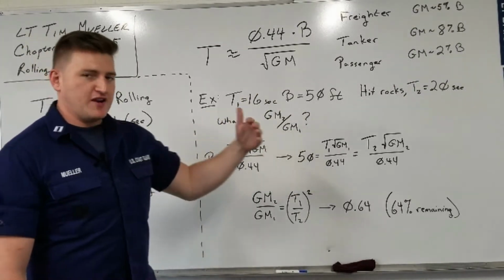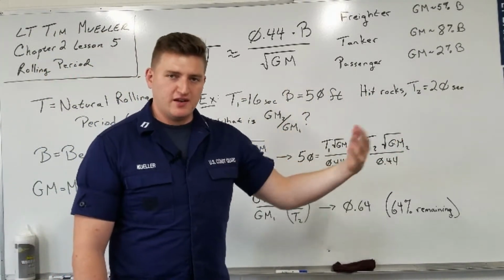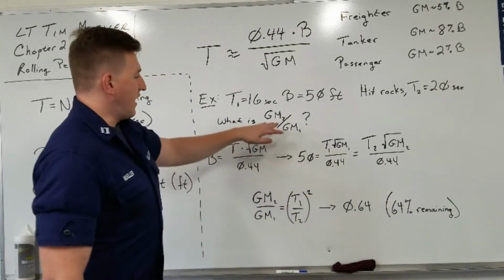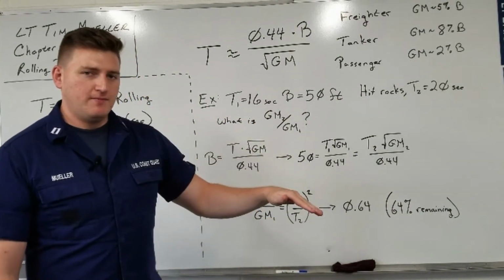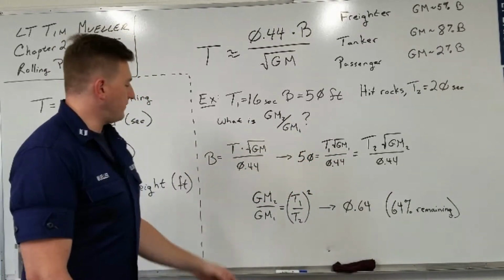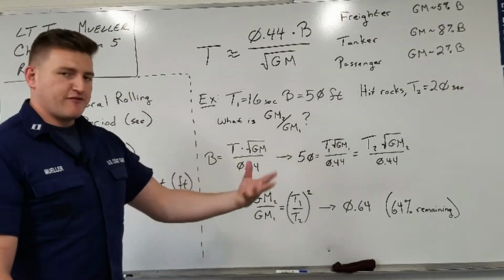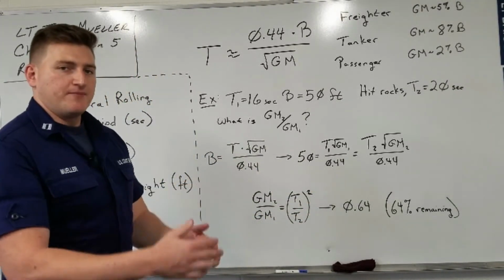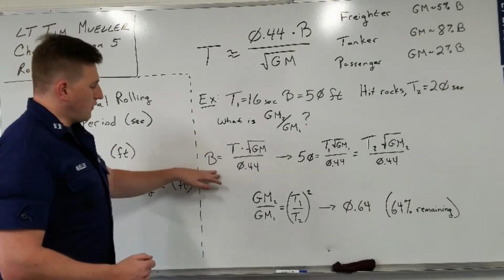In this, we'll find the ratio of the new metacentric height to the old metacentric height. If we get an answer that's less than 1, it means our GM2 is lower than GM1. And if we get an answer that's higher than 1, that means we actually became more stable. So in doing this, there's several different ways you can do this. You can just straight up calculate each of the GMs and then divide, or you can go this way.